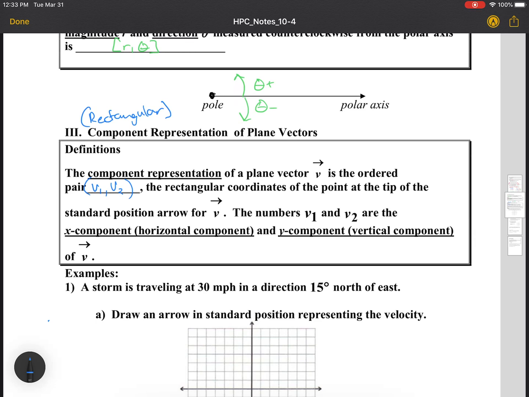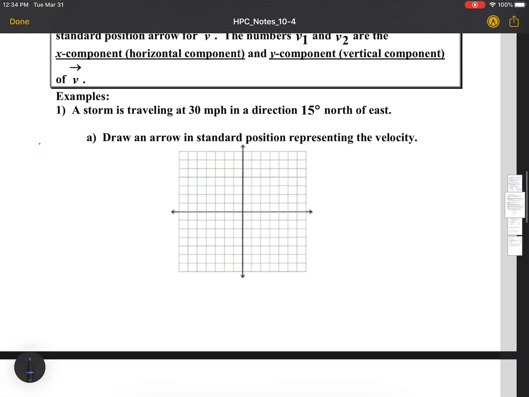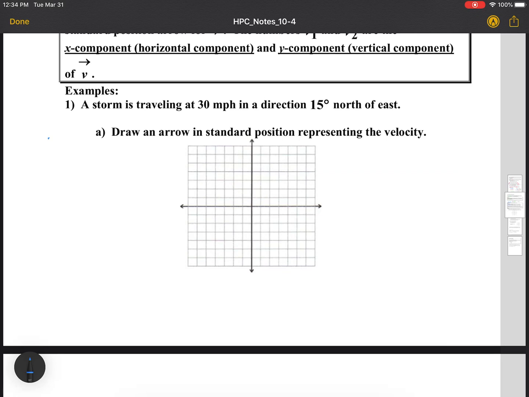So that point, the way they represent those two components, is the tip of the vector when it's coming out of the origin. The numbers V1 and V2 are the x component and the y component. So that's like what I was saying: V1 is your x component, V2 is your y component. Now some examples, finally the good stuff.